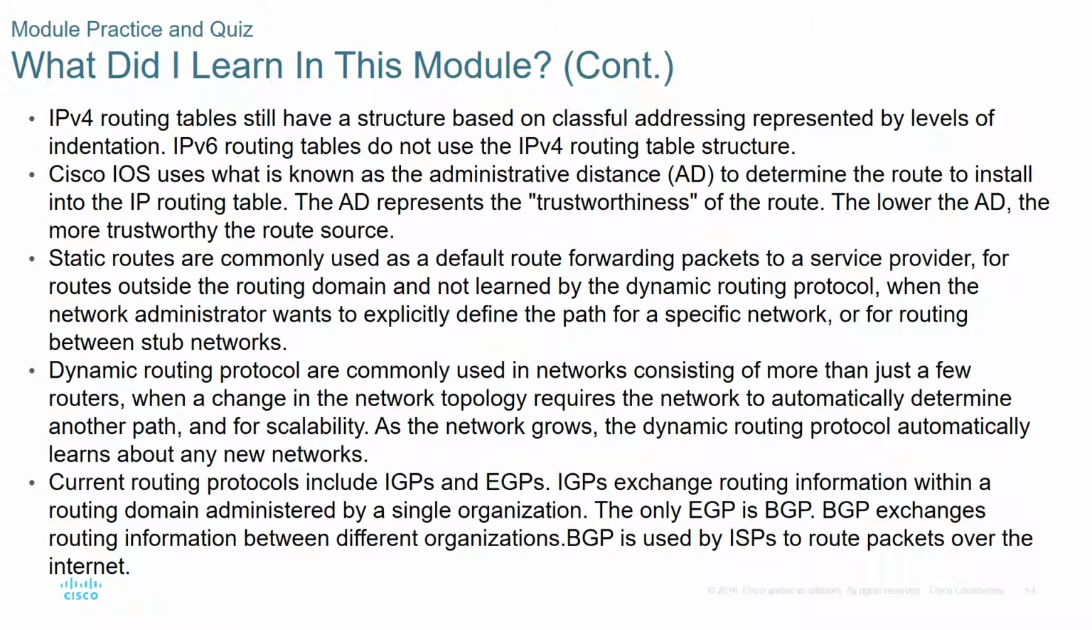Current routing protocols include IGPs and EGPs, internal and external gateway protocols. Internal gateway protocols exchange routing information within a routing domain administered by a single organization. The only external gateway protocol is BGP, Border Gateway Protocol. BGP exchanges routing information between different organizations. BGP is used by ISPs to route packets over the internet.